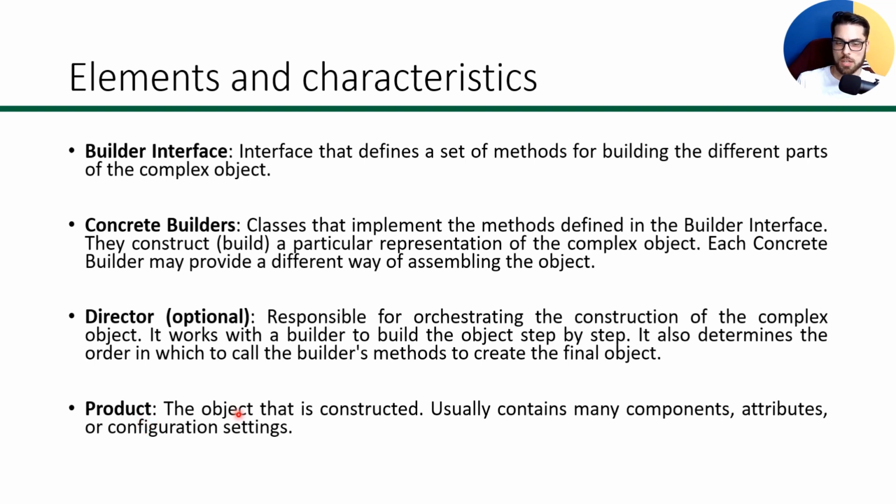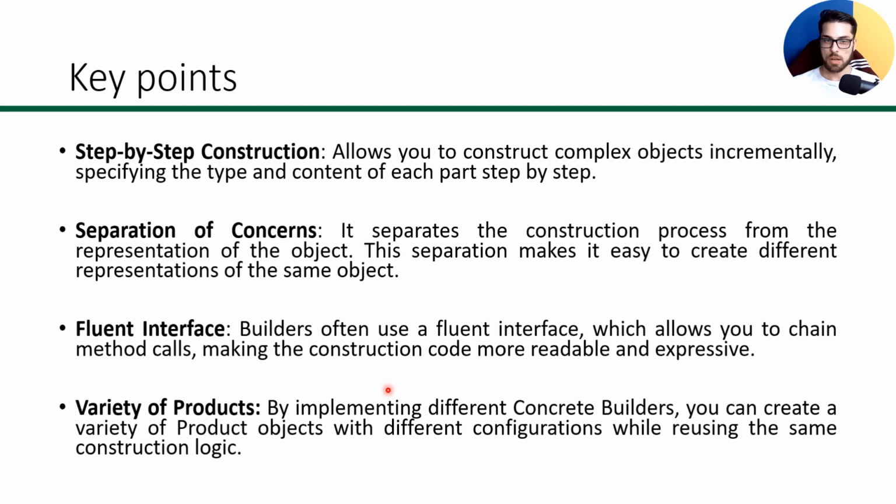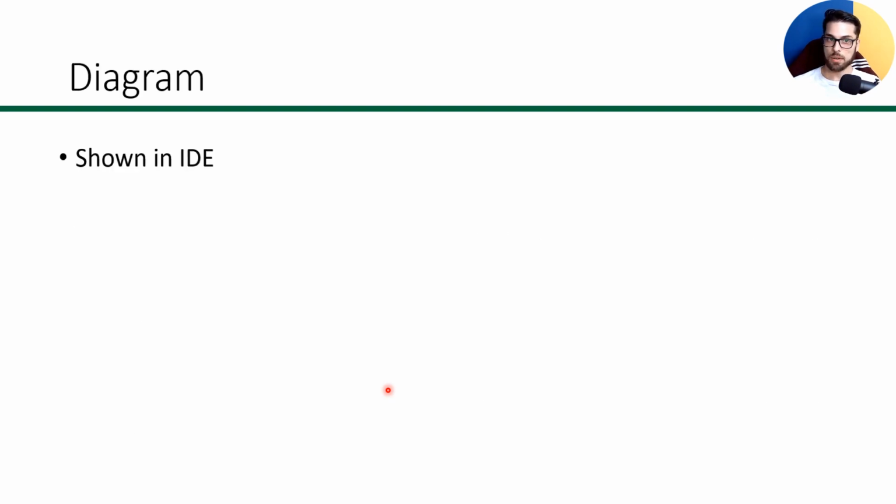Product, which is the object that is actually constructed. So the object we want in the end. Usually contains many components, attributes, or configuration settings. So again, it's just going to be the object we want to build in the end. Key points, I will do this later on. We're going to see the diagram and code in the IDE.